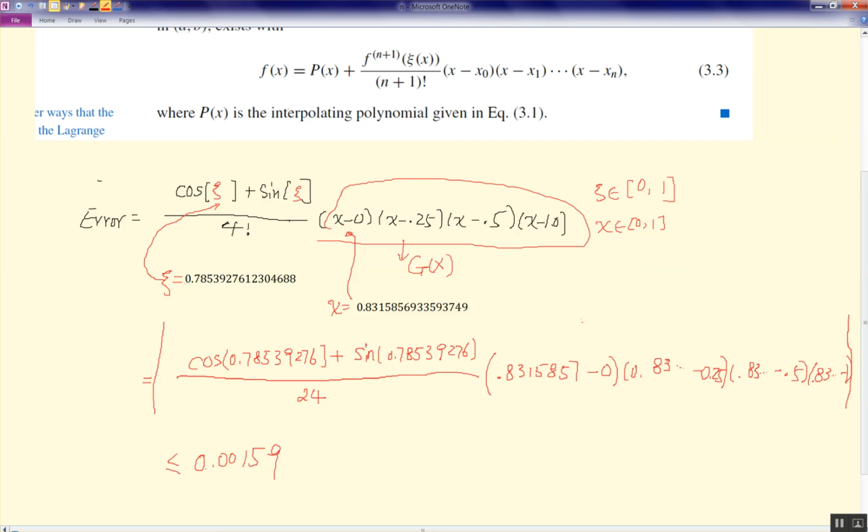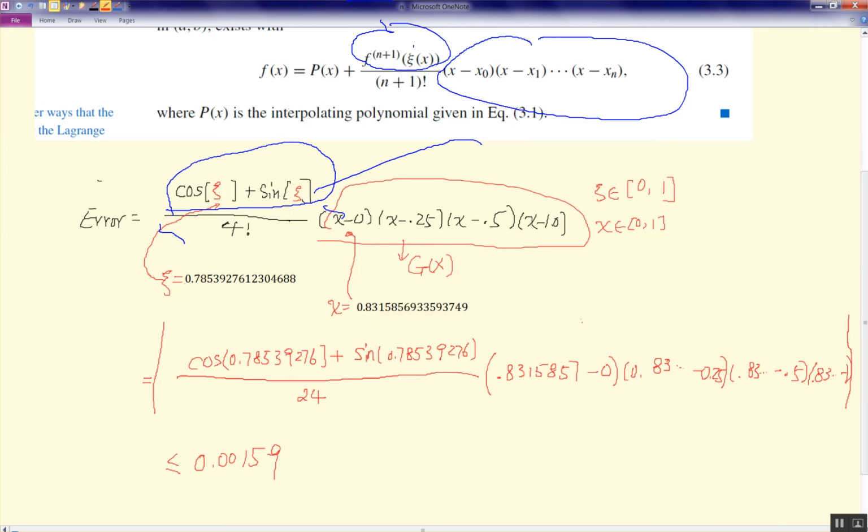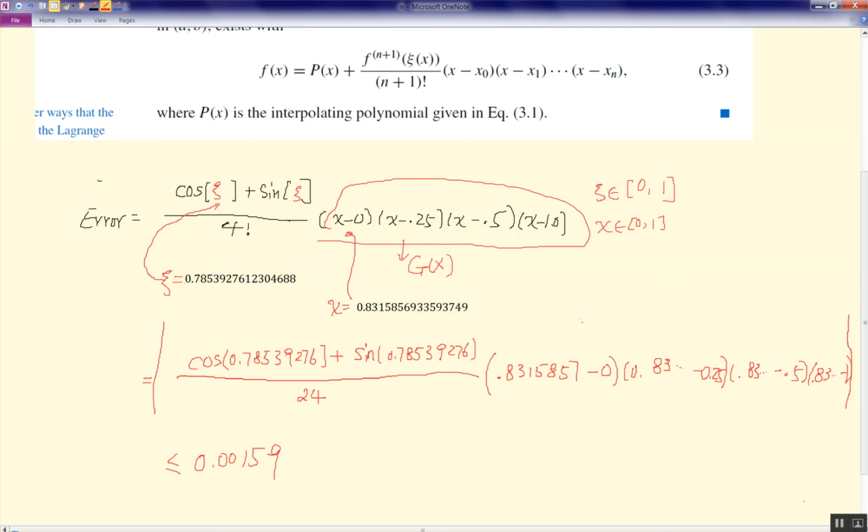Now, to recap. Basically, you have two pieces. One is to bound the derivative piece, which is this guy. The second part is to bound this polynomial, which is this guy. Just do it separately. You use technology whenever possible.